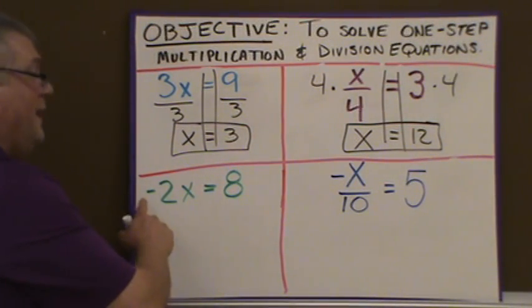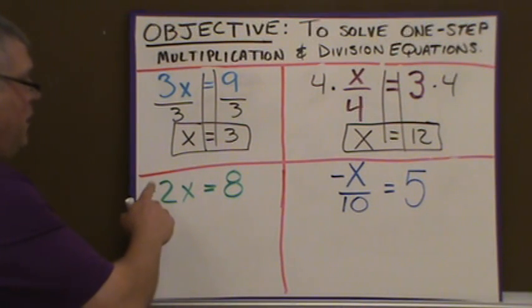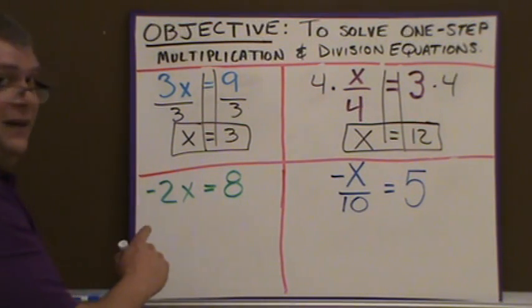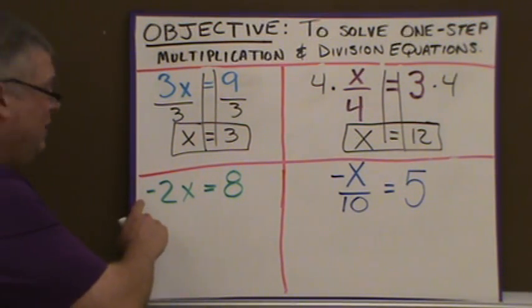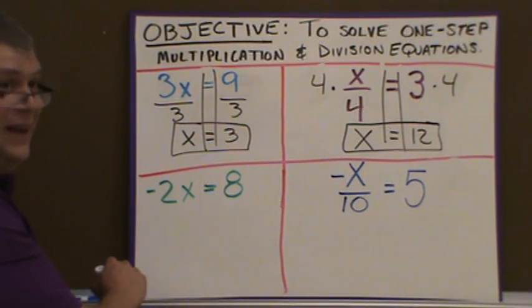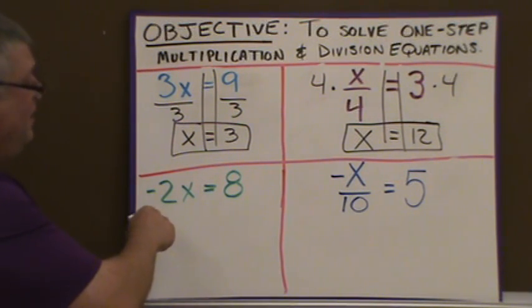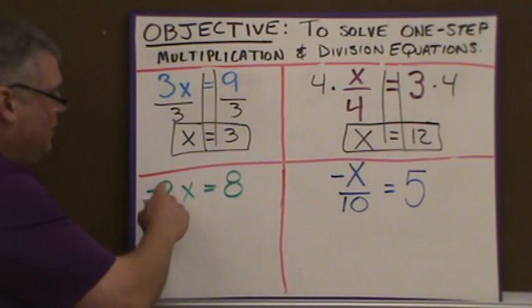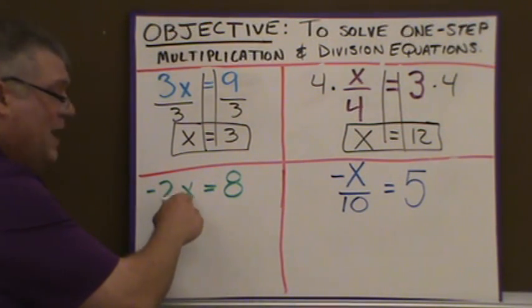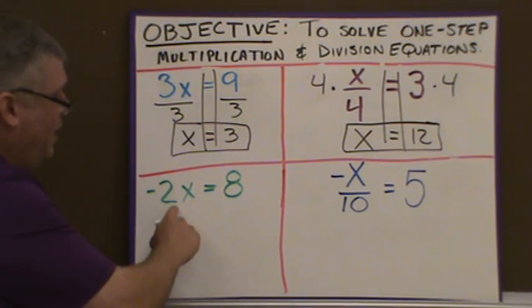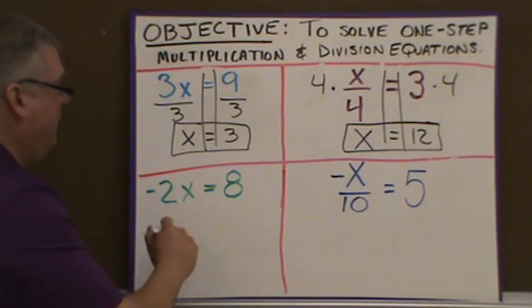Here we have a negative. Now this is negative 2 times x. Don't be fooled. A lot of people see this sign out here and they think that that's minus 2. But it's not x minus 2, it's negative 2 times the x. When there's nothing between the variable and the number, it's multiplying.